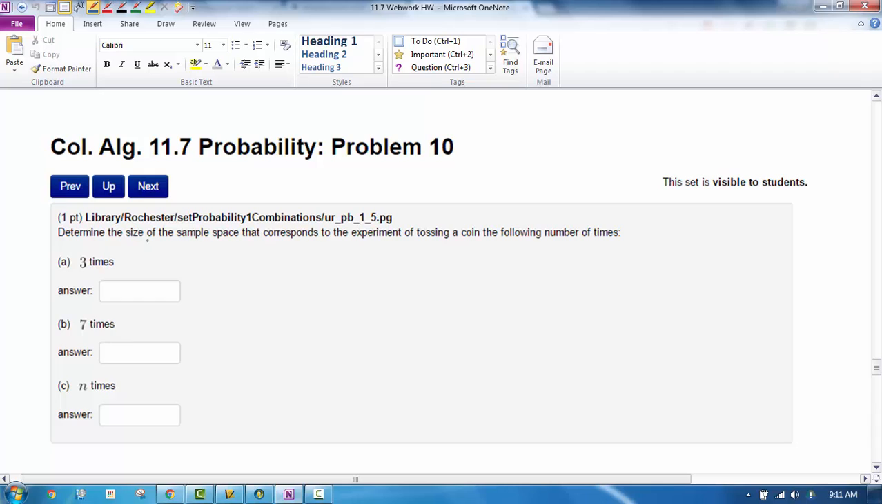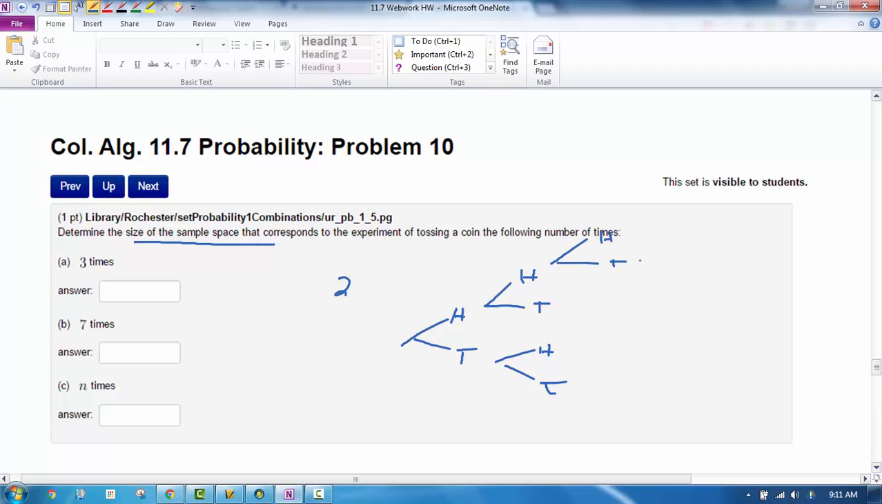Okay, the next problem says determine the size of the sample space that corresponds to tossing a coin a certain number of times. So a coin has heads or tails. That's 2 possibilities. You could get heads or you could get tails. And if you keep writing this tree diagram out, I'm not going to do the whole thing here, but you will have 8 possibilities because it's 2 times 2 times 2 for the total number of possibilities. So this last row, if you add them up, you'll have 8 heads and tails. So it's 2 to the 3rd power, which is 8.